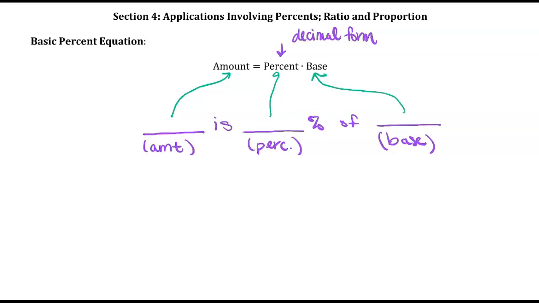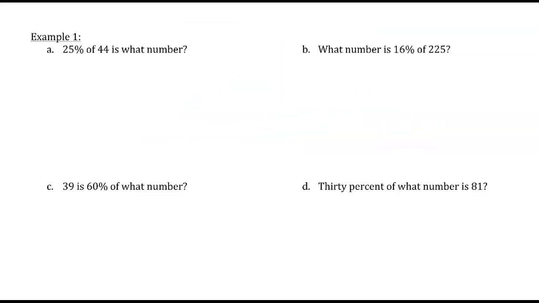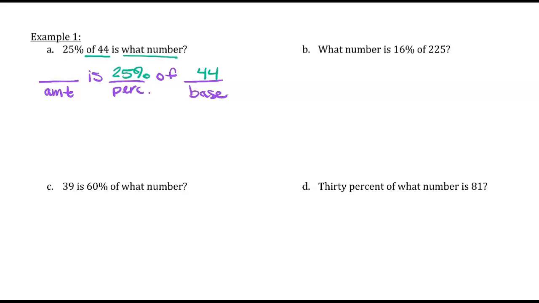Let's try some examples. For example 1, let's look at part A. Let's set up our blank statement. Clearly 25% is our percentage. Also, the number 44 comes after the word of, which is a big clue that 44 is the base number. Last, the question, or the what number we're looking for, is our amount. That's unknown. So now we have x is 25% of 44.